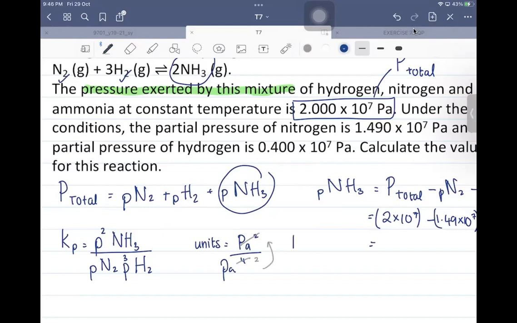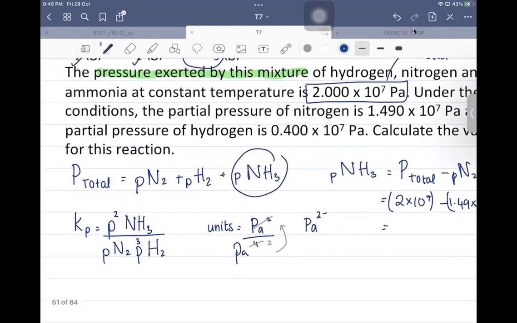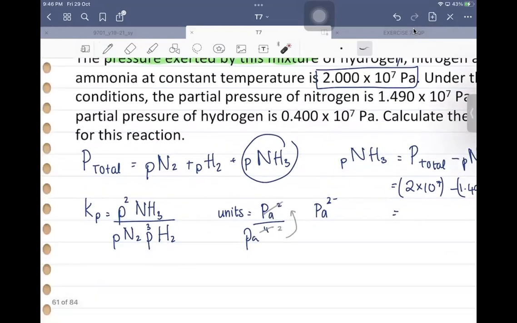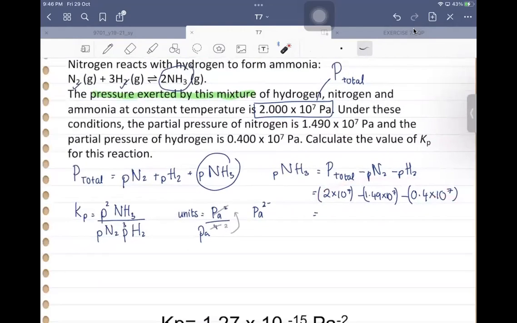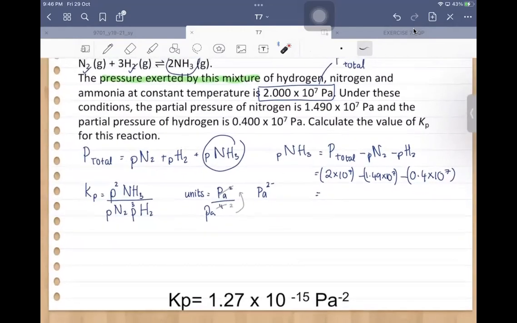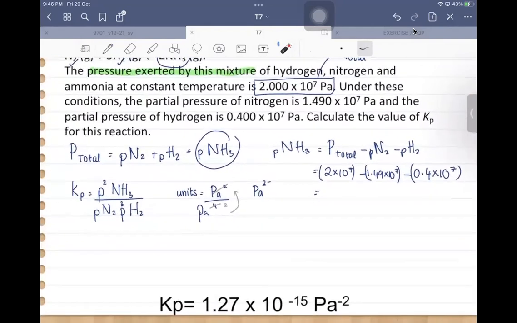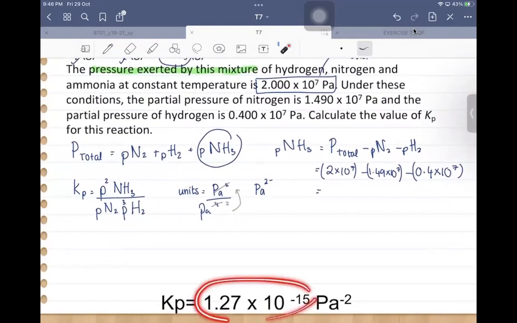Okay, and then we carry this up. So you will get Pascal to the power of -2, sorry, minus 2. Sub in your numbers. You already know the partial pressure of nitrogen. You already know the partial pressure of hydrogen. Now you are left with the partial pressure of NH3 from here. So I will leave you to work out and get this number.